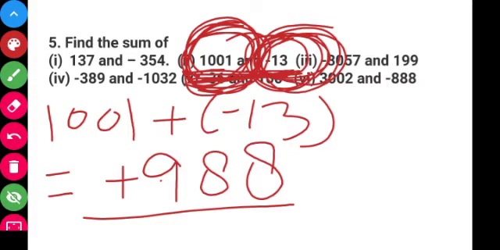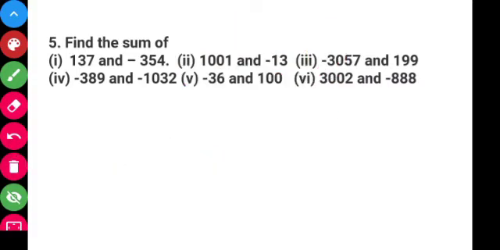Okay, similarly you can do the remaining parts. Now in the third part, both have different signs. So similarly, first you subtract and put the sign of the bigger number. So here the bigger number is 3000, so we'll put a negative sign.